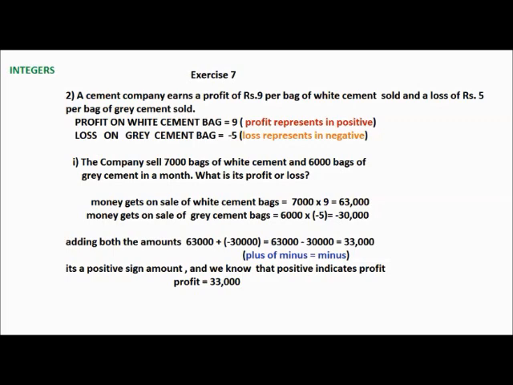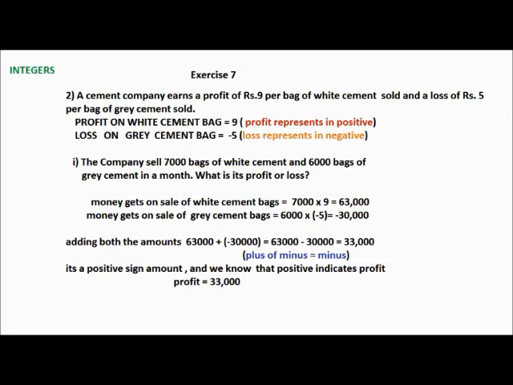So exercise 7, second problem. A cement company earns a profit of rupees 9 per bag of white cement sold and a loss of rupees 5 per bag of grey cement sold. So profit on a white cement bag is 9, that is, profit is represented in positive. Loss on a grey cement bag is represented in negative, minus 5.